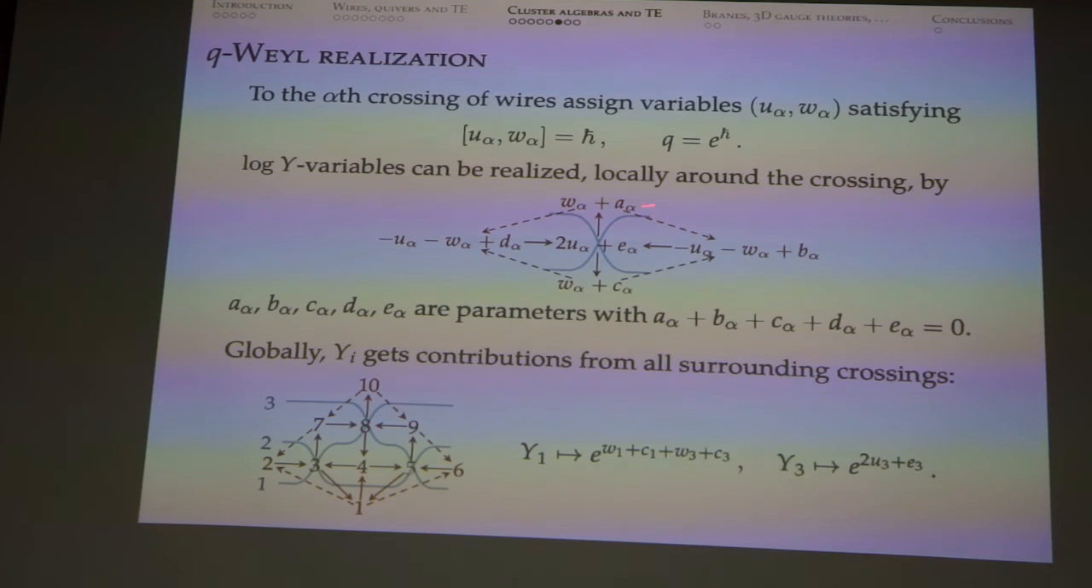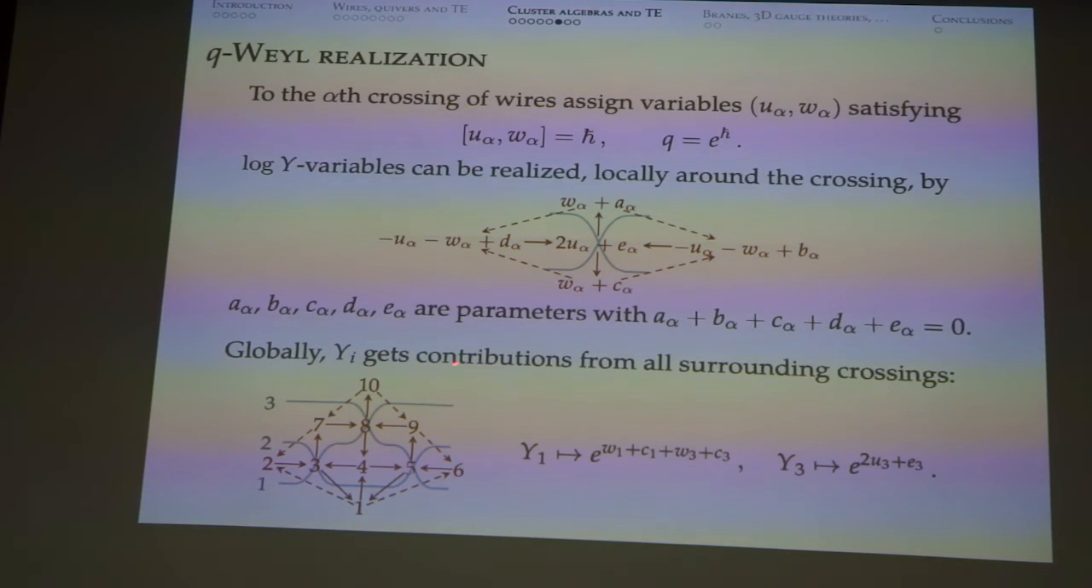Okay? Then if you calculate the commutation relations of these variables, the exponentials of these variables actually do satisfy the correct commutation relations for quantum Y variables. Okay? I don't really have time to go into detail and explain how this works, but it's really simple. So in this example for 3 Ys crossing, I have 10 vertices in the associated quiver.